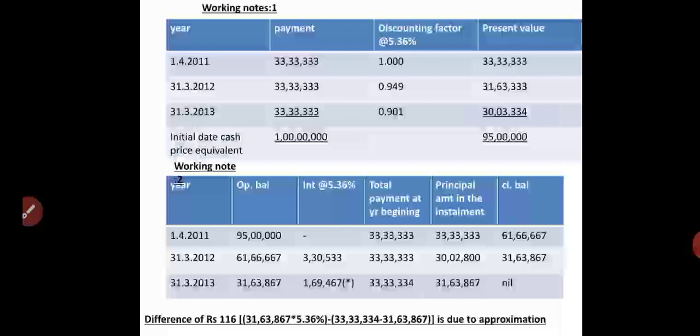If payment is deferred beyond normal credit terms, the difference between cash price and total payment is recognized as interest. So here we know the cash price, that is 10 million. 10 million means 1 crore.